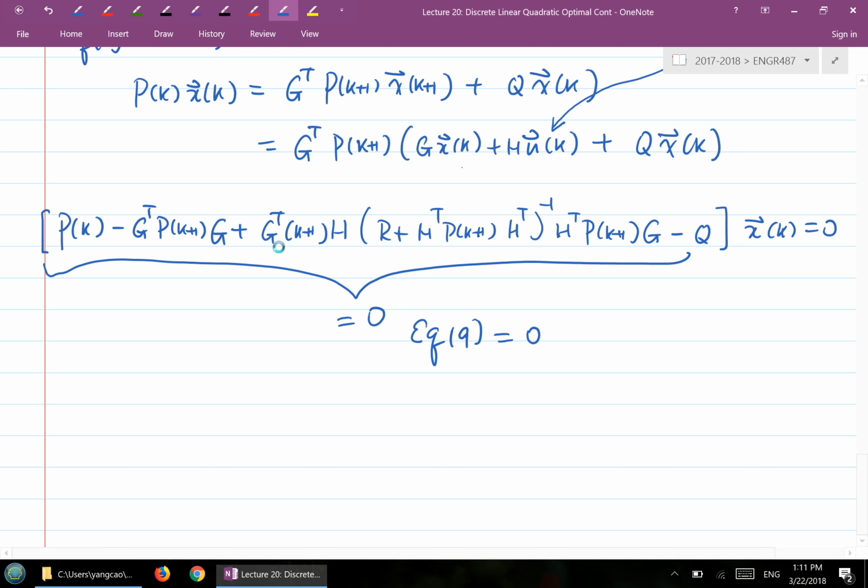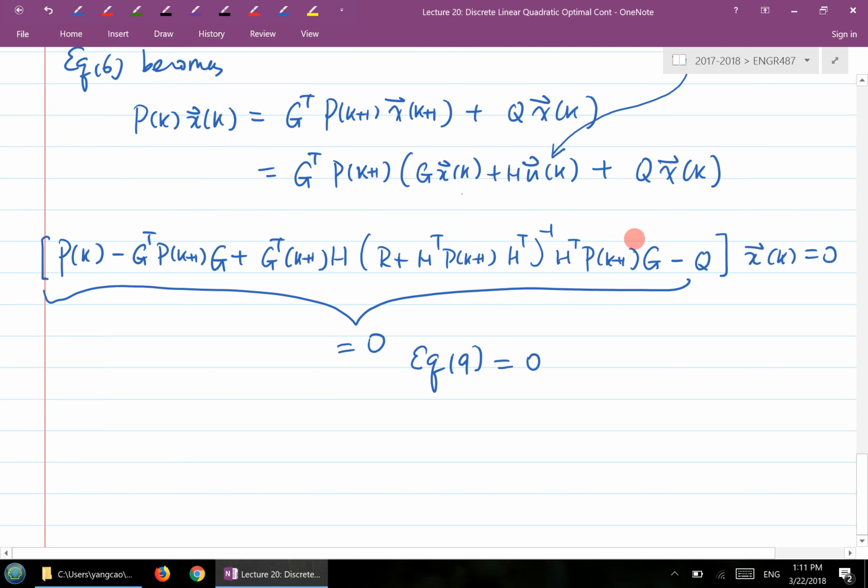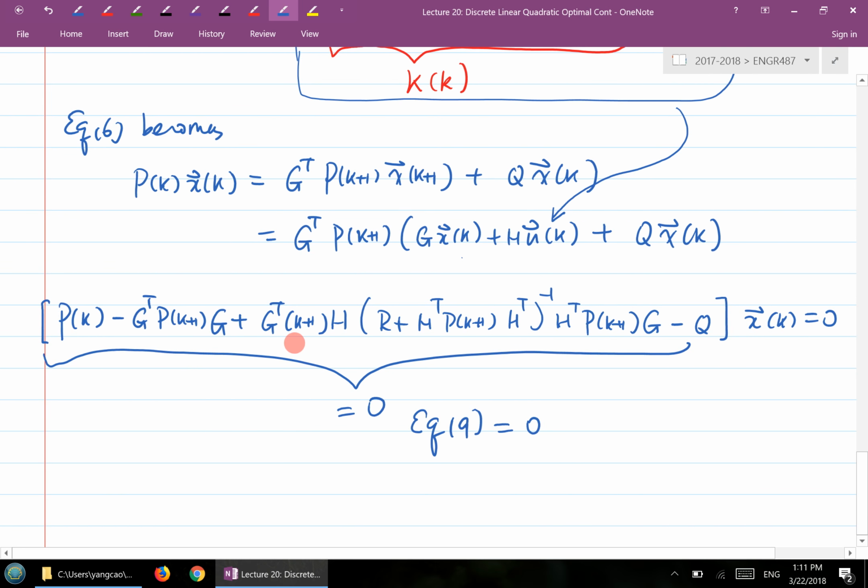Yeah. This one here. Oh, yeah, you're right. There shouldn't be k plus 1 here. It's a p. Yes, I missed the p here. Very good. Excellent. Yeah, you do have a G transpose p at here, right? Yeah. Excellent.